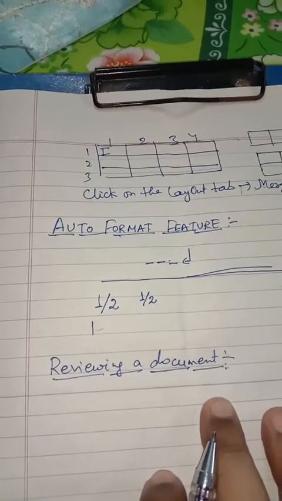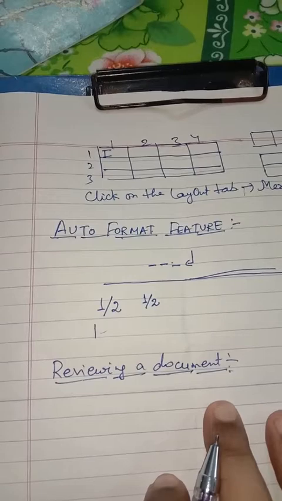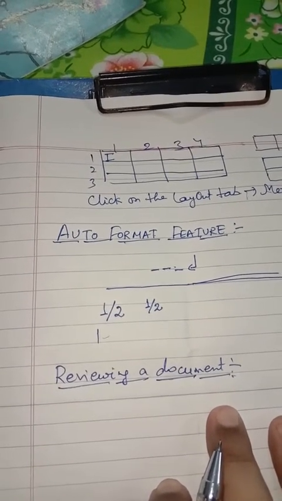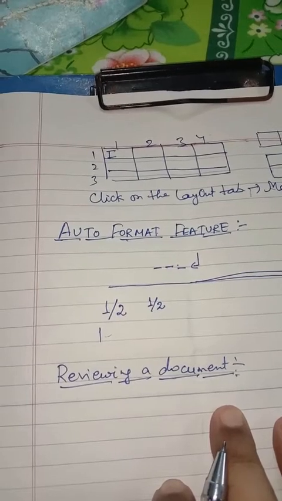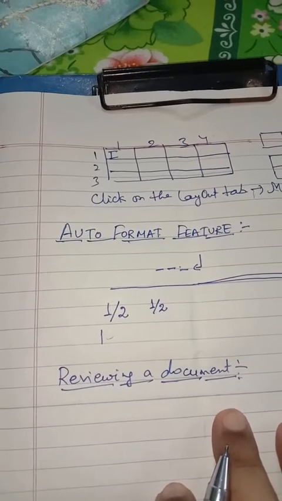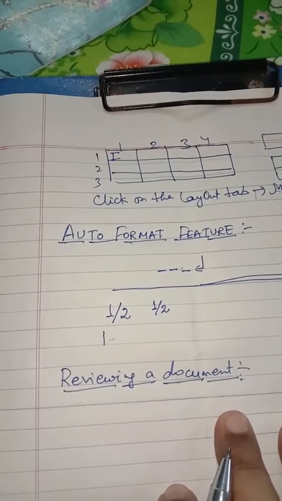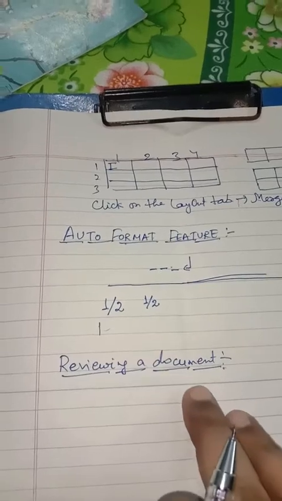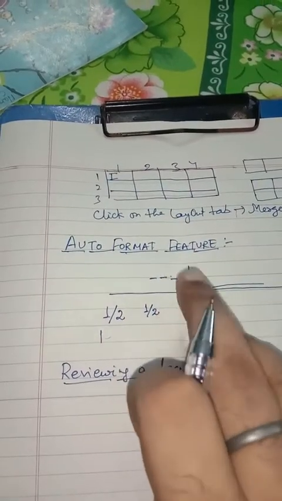What we have learned till now is auto format features, how to apply them, how we can create our own auto format options, and what the different auto format options are that are already available to us. So before moving to reviewing a document, we have discussed this topic, auto format features.